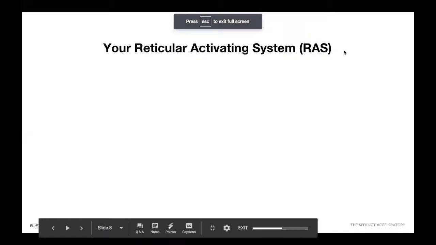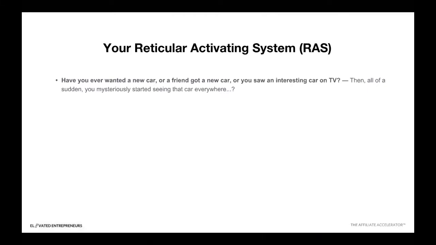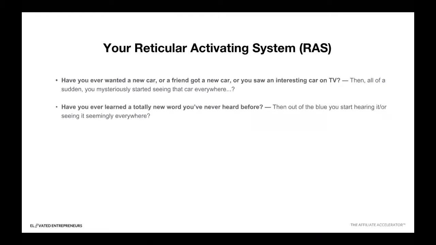So basically, we'll go back here. All right, cool. Another example: have you ever wanted a new car? Or your friend got a car, or you saw a car on TV and you're like, that's a sick car. I remember seeing an Alfa Romeo for the first time, and then all of a sudden I'm seeing this car everywhere. Do you think that I'm some magician? Or do you think that the car was just already there and now I'm starting to notice it?